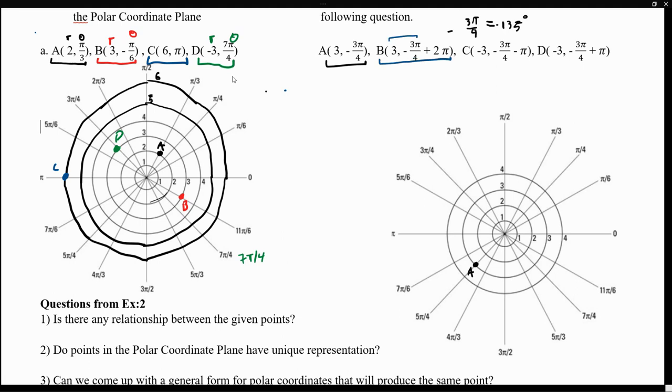Now if we take a look at point B, notice that it is essentially the same point. It is the same point as A, 3 comma negative 3 pi over 4. But now, once we reach this specific point, we want to go 2 pi. So if we travel 2 pi, we're going to get the same point. So this is the same location for B as well.